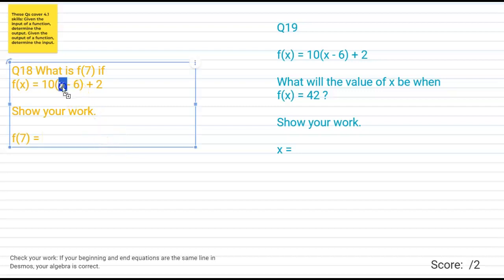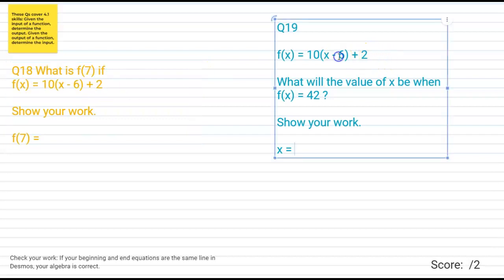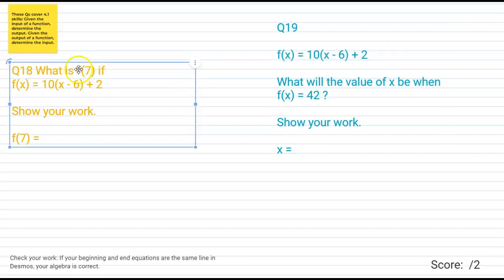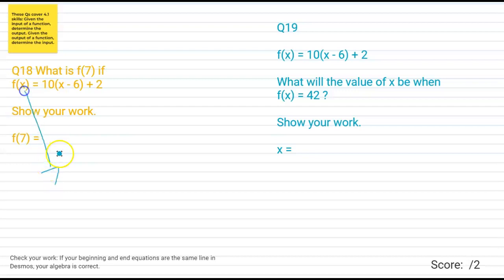In number 18 and in number 19, you're given the same function, f of x equals 10 times (x minus 6) plus 2. So it's the same function both times. But over here in 18, you're asked to calculate what f of 7 is. And that means you're just going to plug in a 7 here and here. And then in number 19, you're solving to find out what x is.